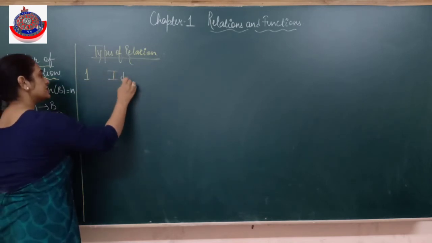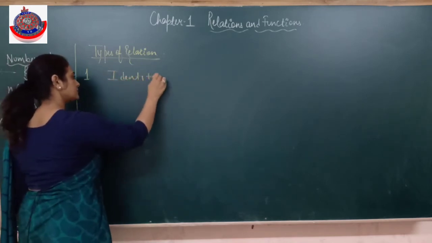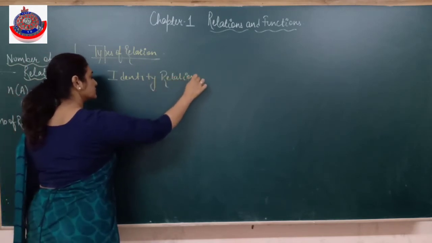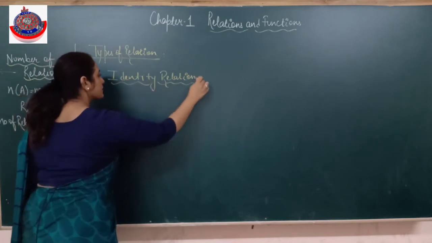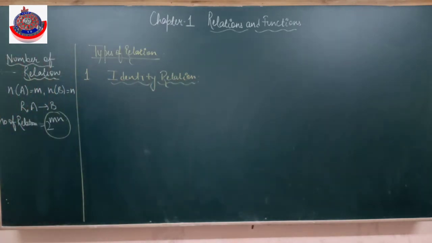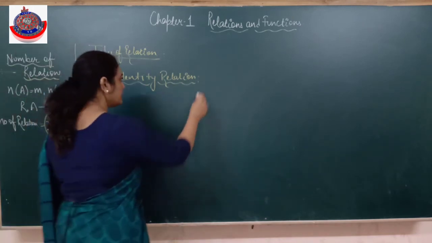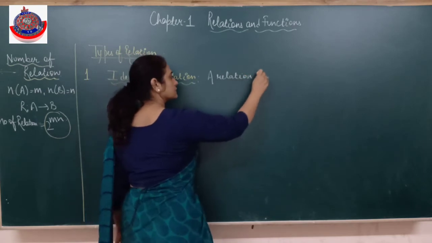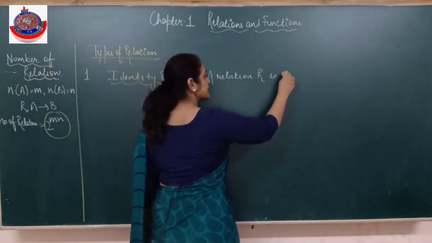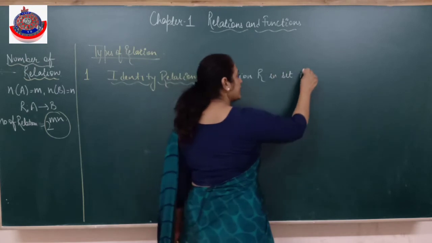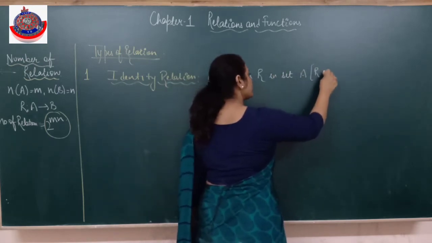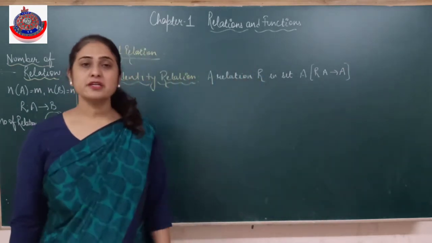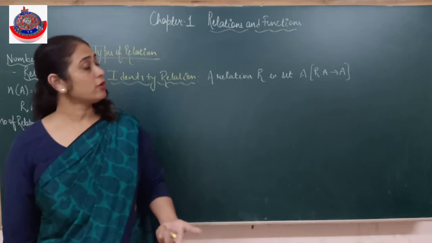Now the first type of relation is identity relation. A relation R in set A. When I say in set A, I am not naming the other set. It means R is from A to A, both sets are A. Is it clear? The first elements will be picked up from A, and the second elements will also be picked up from A.